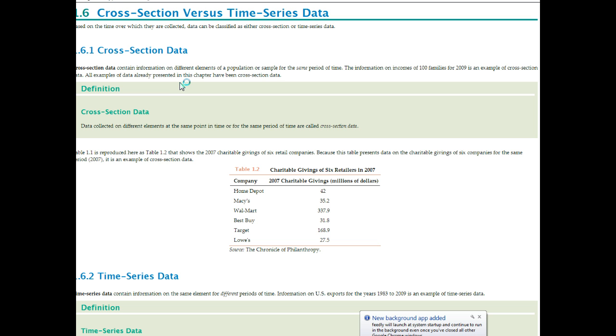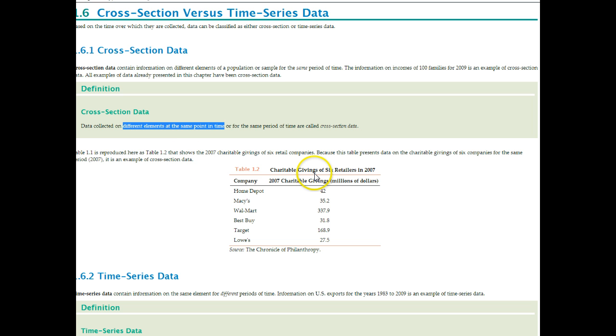Let's go back to this for a little while, then we'll go back to Code School. In cross-section data, data are collected on different elements at the same point in time. Same point in time. So you can't distinguish between different times because it's all the same time. So that's not time series. That's called cross-section, or data from the same period of time are called cross-section data.